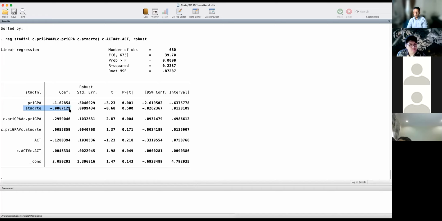Again, the interpretation on the estimated coefficient for attendance rate is the marginal effect of a unit increase in attendance rate among individuals with zero prior GPA. Again, that's not something that we're interested in. Any questions before I go and provide you with how to do the centering?